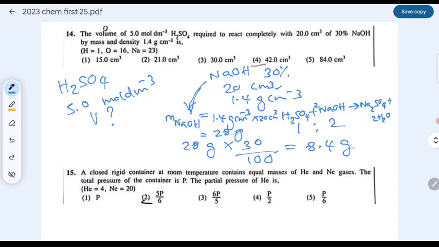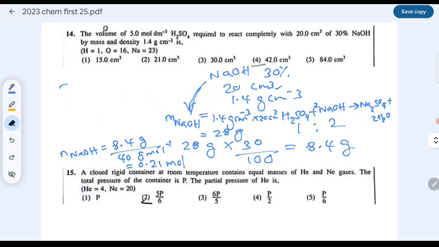Next, we can calculate the number of moles of sodium hydroxide. The moles of sodium hydroxide equal 8.4 grams divided by the molar mass of sodium hydroxide. So, sodium 23 plus 16 plus 1 gives 40 grams per mole. Then the number of moles is 0.21 moles. Which means 0.21 moles of sodium hydroxide has reacted.